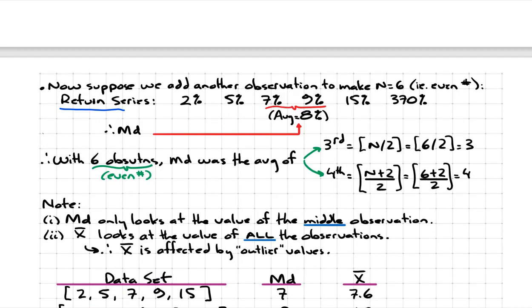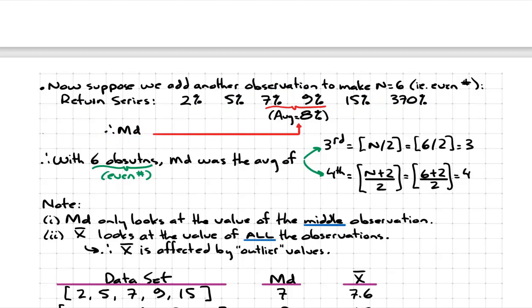Let's do this manually. Start from the outer ends and work your way in. And you can see that we have 2 values in the middle. So what we've got to do is find the average of those 2. That'll be our median. Of course, the average between 7 and 9 would be 8.